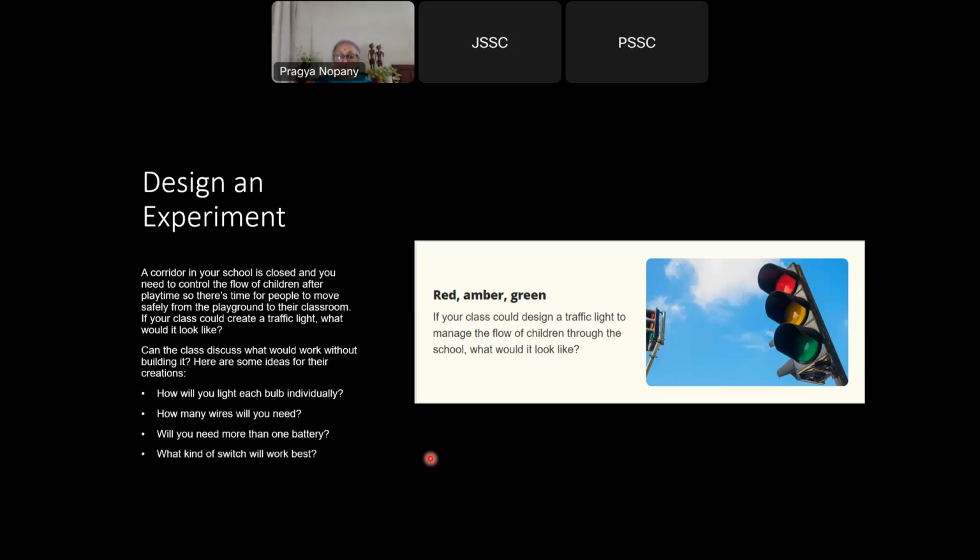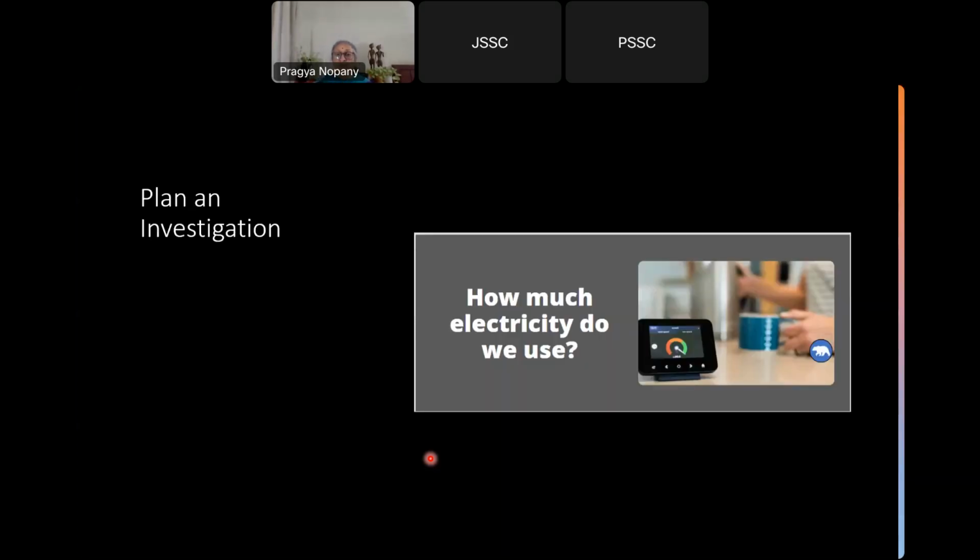Then, what kind of switches will work best? How can you make different colors appear? They may think about different LEDs, or they may think about bulbs. How can they do it in minimum cost? Okay. Then that was an experiment. But here there is an investigation which does not involve experimentation.